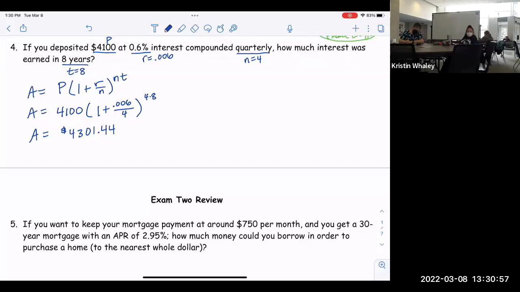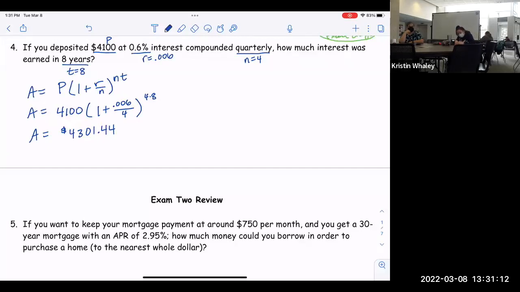And what we just found is the future value, right? So it didn't ask us for the future value. It didn't ask us for the balance in 8 years. It just wants to know the interest. So we just have an extra step to do here, but it's easy to miss that step.